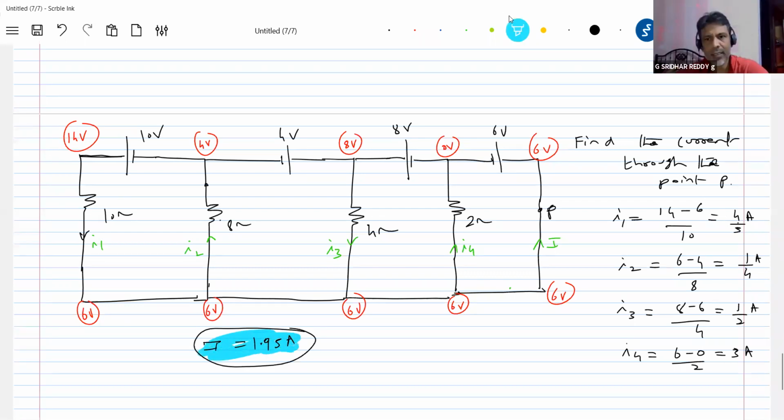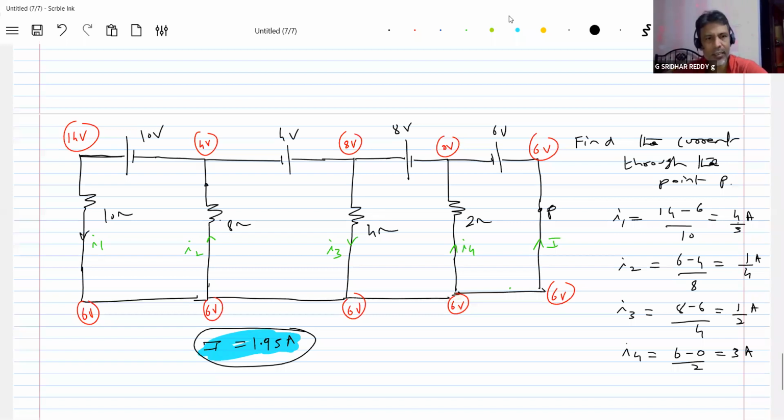How to get this current I? So you take help of this one. Here current I1 is entering, here I2. Apply KCL, you'll get the current here. Now the current at this point, and you know this junction. Apply KCL at this junction, then you'll get the current in this one. So what current flows here? That will be the current through the point P.